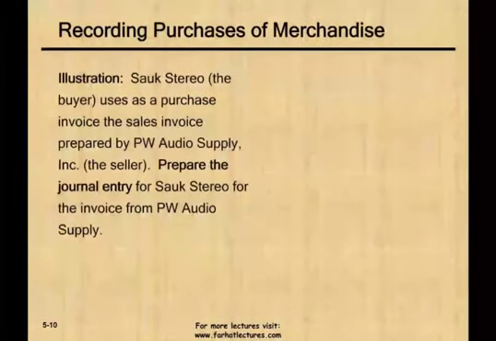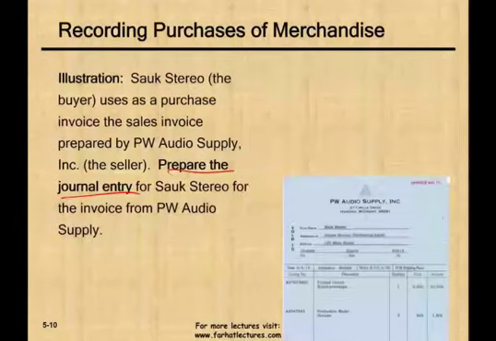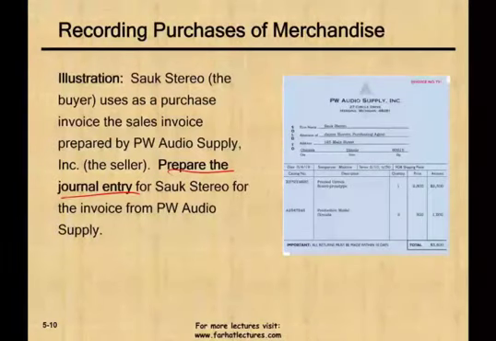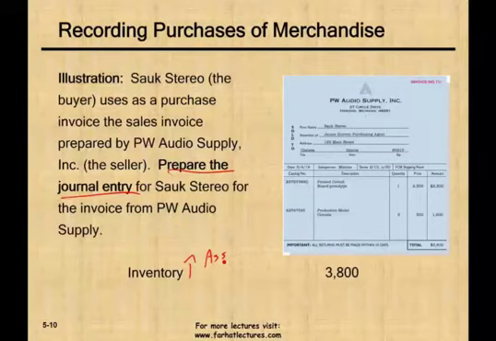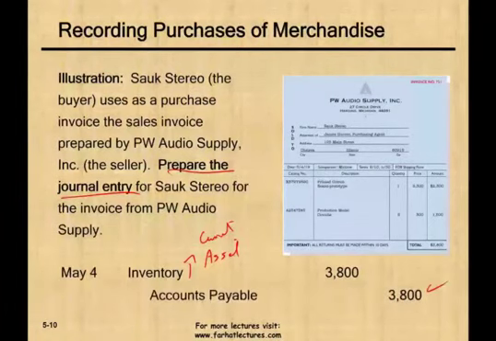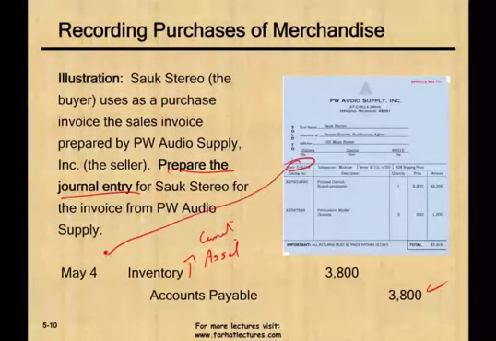Let's go ahead and journalize this purchase. So we made this purchase, let's journalize it. If we have the source document, what we do is we debit inventory because we have more inventory, which is an asset. And to be more specific, inventory is a current asset. Since we bought it on account, we credit accounts payable. And notice the date is May 4th. We credit accounts payable.